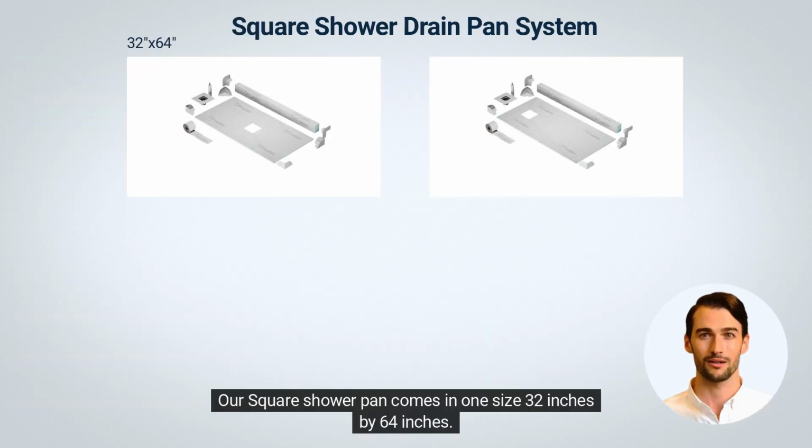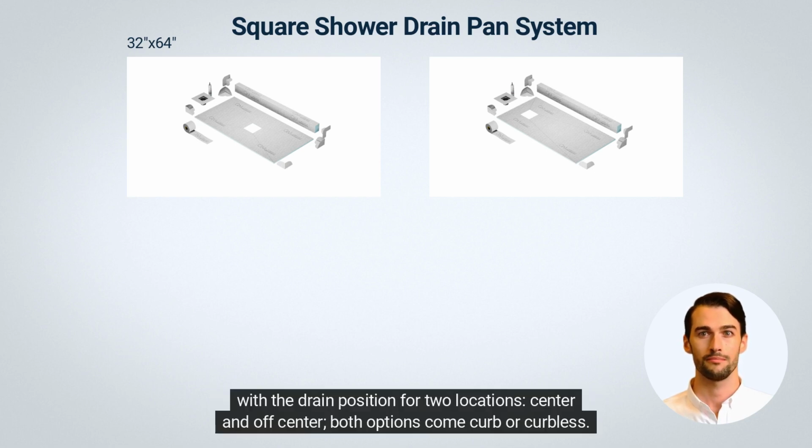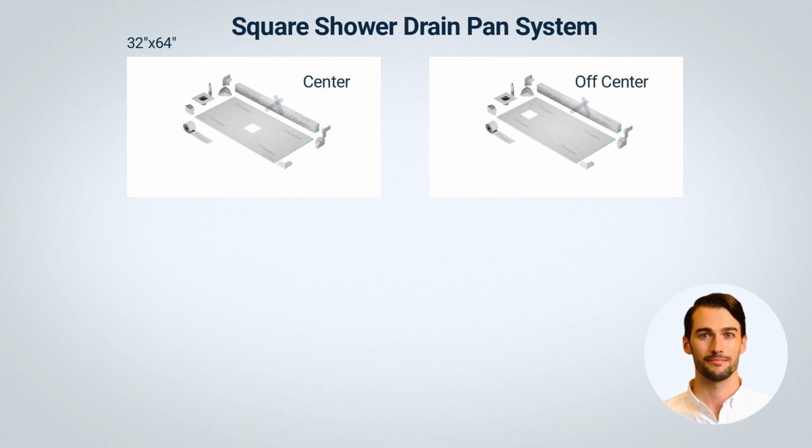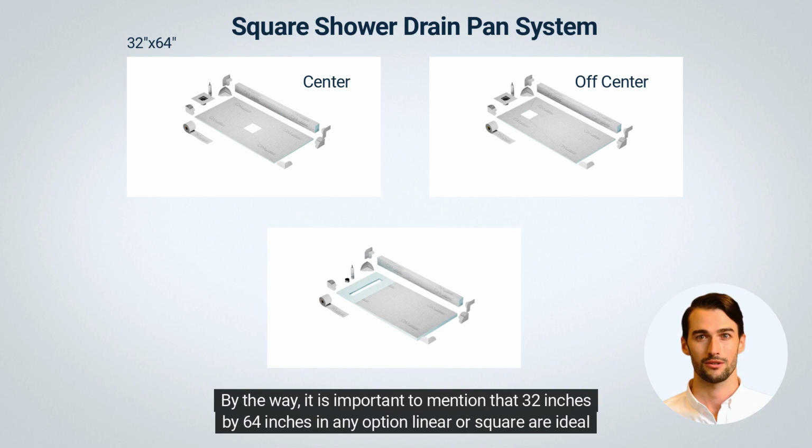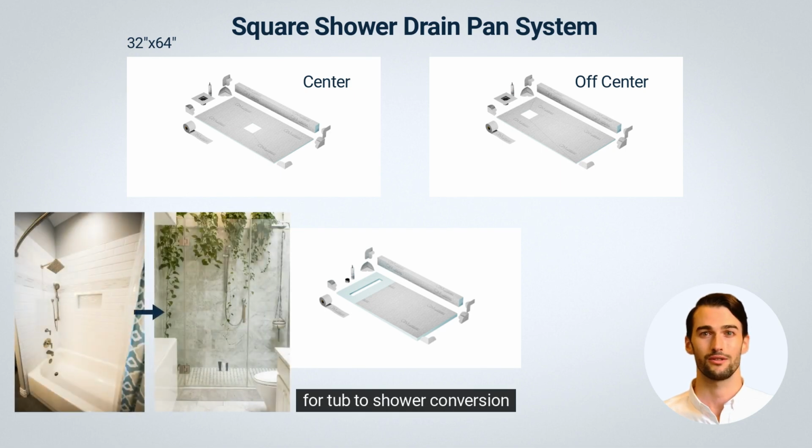Our square shower pan comes in one size, 32 inches by 64 inches, with the drain position for two locations, center and off-center. Both options come curb or curbless. By the way, it is important to mention that 32 inches by 64 inches, and any option, linear or square, are ideal for tub to shower conversion.